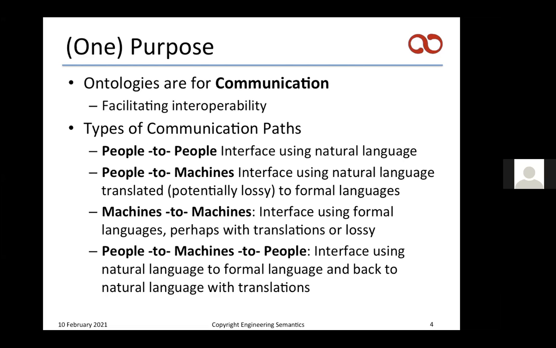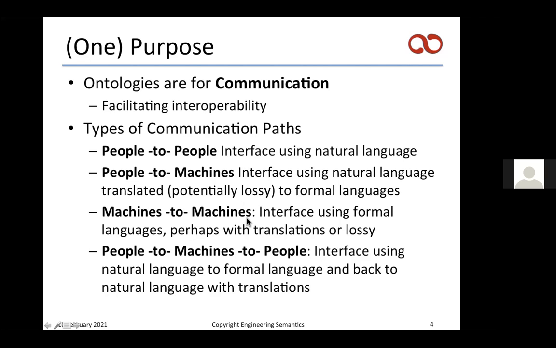So if ontologies are for communication, let's consider what the types of communication paths there are. So of course, there's people to people, and one of the primary means for communication is natural language. It's not the only one, of course. There's the old physical force interaction too, which can be a problem or useful at times. Then we have people to machines, and there are multiple interfaces there. There's natural language, and then it's translated into formal languages, and that translation process can be lossy.